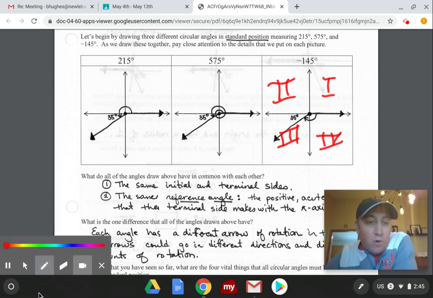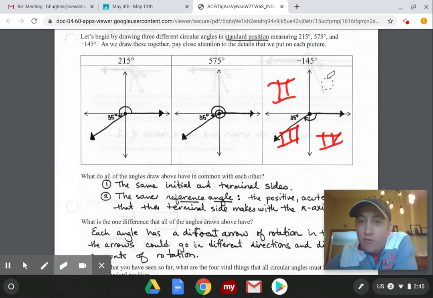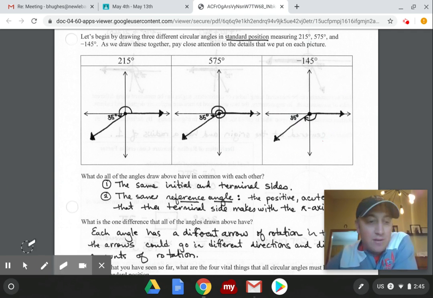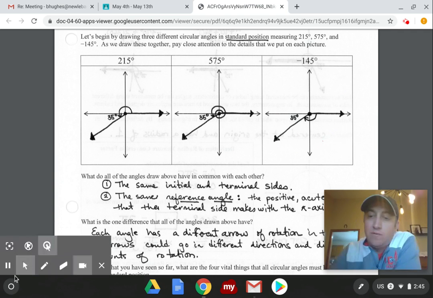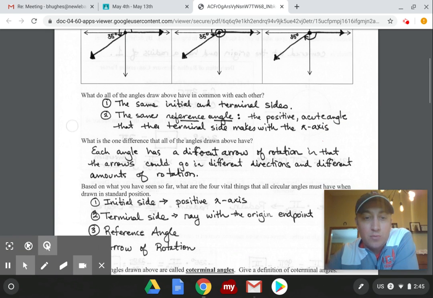So in quadrant 1, the x value and the y value would both be positive. In quadrant 2, x is negative, y is positive. Quadrant 3, they're both negative. And in quadrant 4, x is positive and y would be negative. We're going to use that when we get into the next section of notes, and we'll start talking about the unit circle a little bit more.